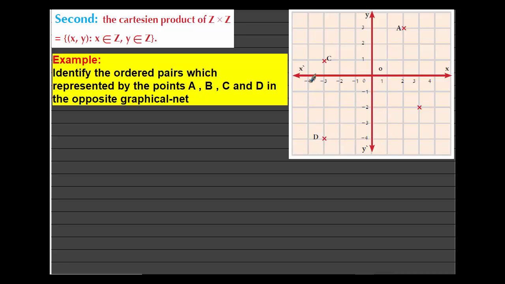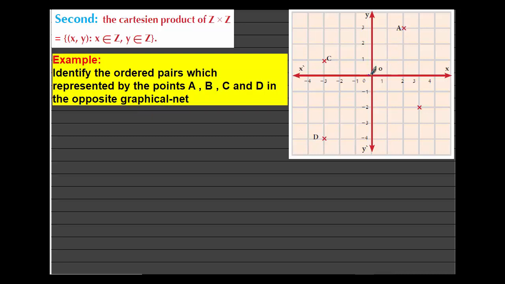It is the set of integers. Here also the set of integers. Here in this example, identify the ordered pairs which are represented by the points A, B, C, and D in the opposite graphical net. Here is the point A.